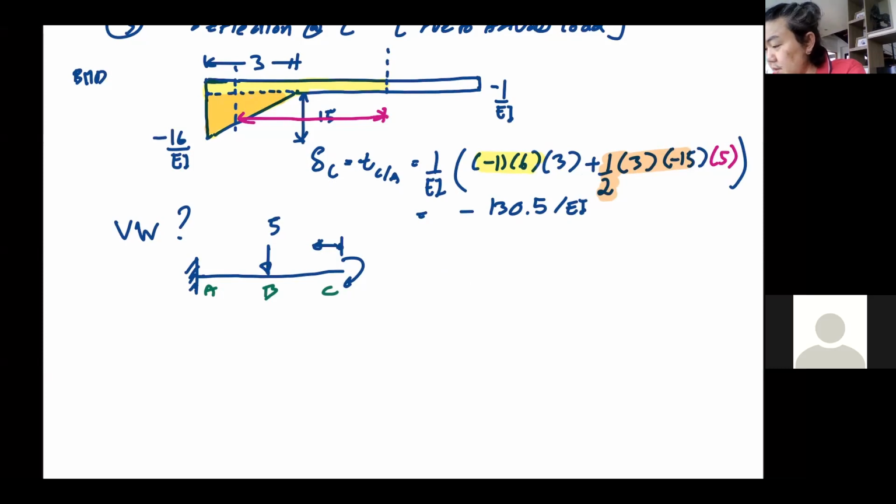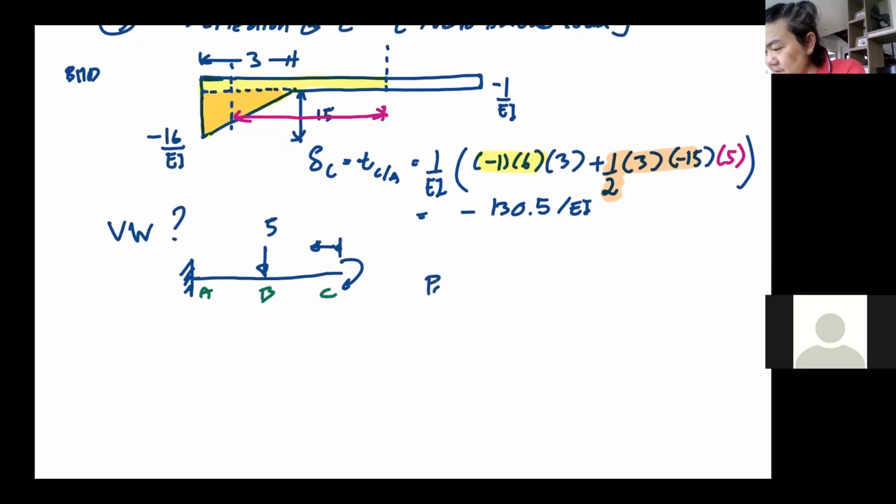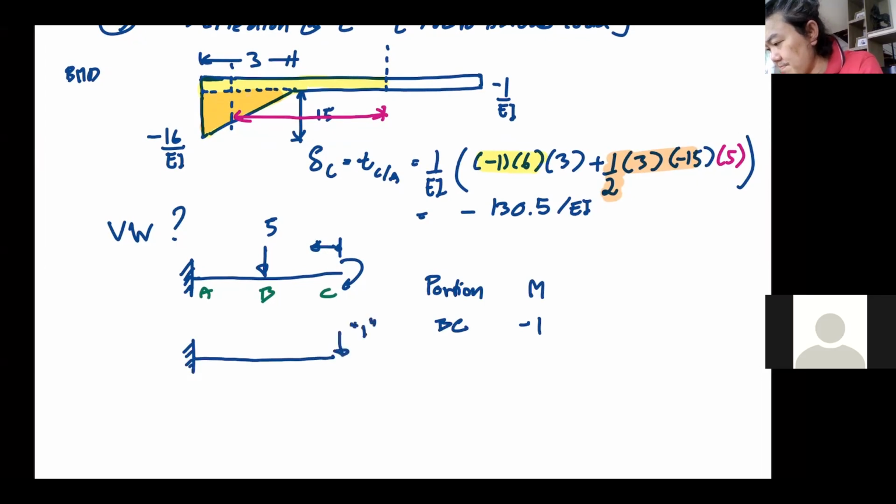Okay, so the portion, you have to use portion now because it's not a member. BC, the big M is going to be equal to -1. Am I right? And our virtual small m is -x. Range is how much? 0 to 3.